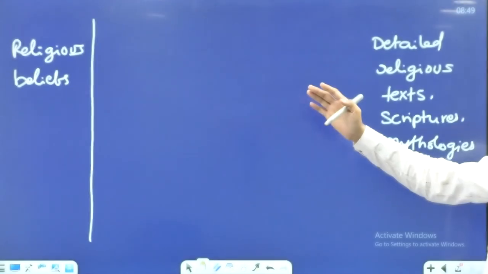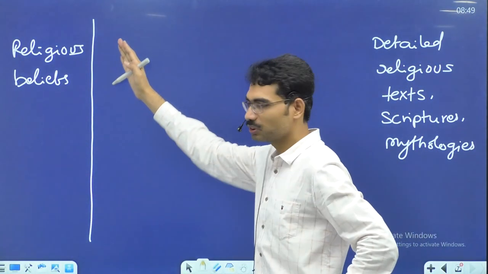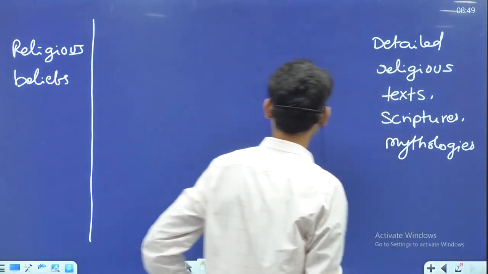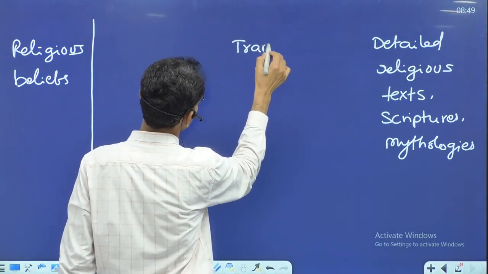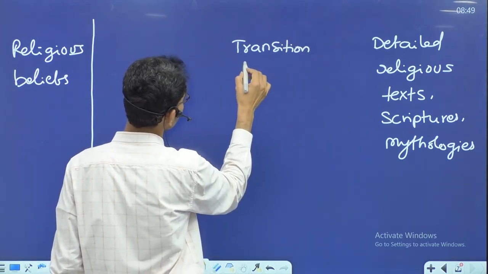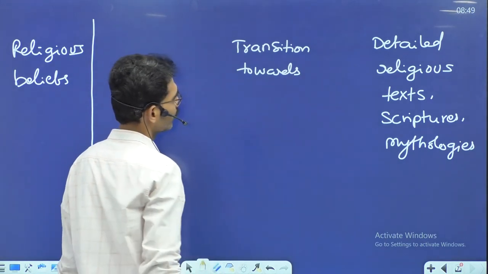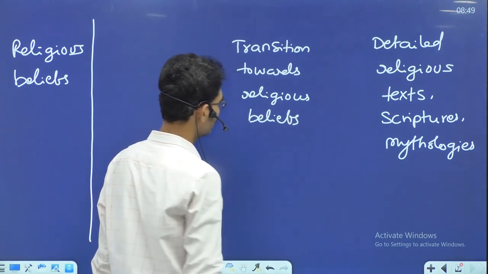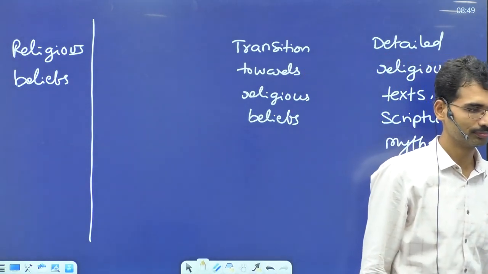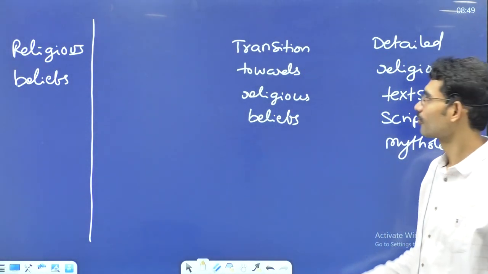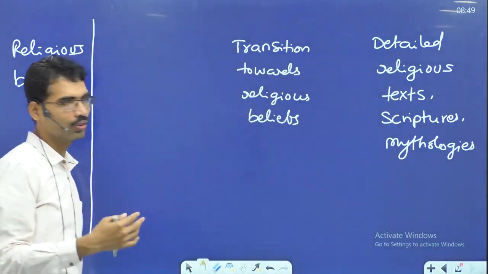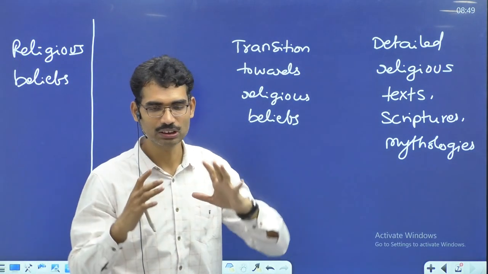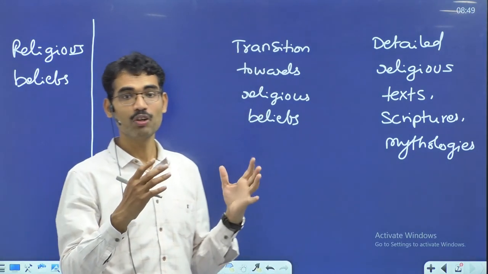Next, when it comes to religious beliefs, we don't really know what the religious beliefs were. You write in this one, in the middle, transition towards religious beliefs. And here, we don't know whether it is religious or not. What is the source of religious beliefs when it comes to the Paleolithic and Mesolithic? Drawings, the cave paintings.